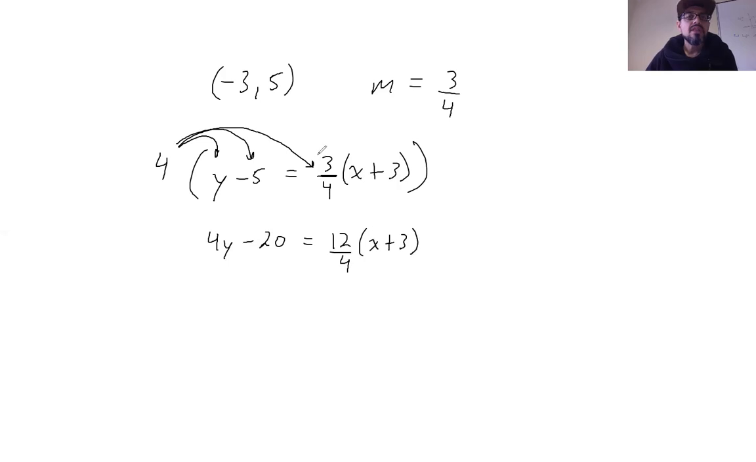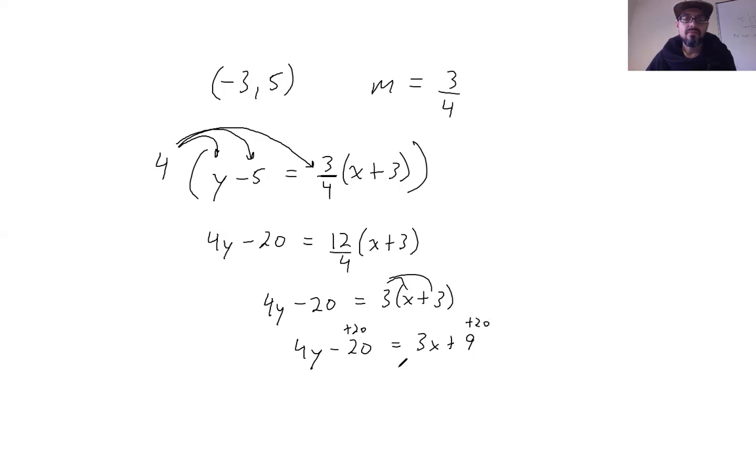Notice that there was only the coefficient. There's only one term here to distribute that 4 to. And the reason that I did that is you should know, what is 12 over 4? 12 over 4 is 3. So now I have this. Now I can distribute the 3. Boom, boom. I can bring the 20 over to the other side. I've got 4y is equivalent to 3x plus 29.